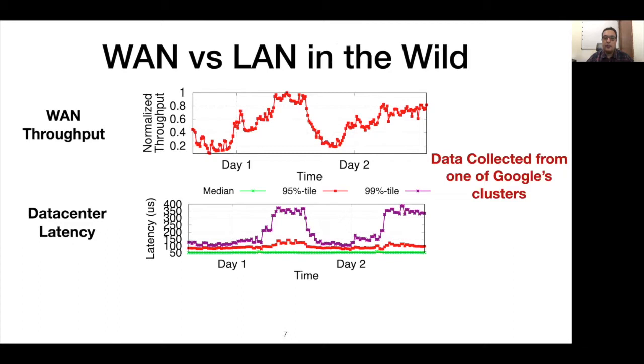The top figure shows the total throughput of WAN traffic exiting the cluster. The bottom figure shows the median, the 95th percentile, and the 99th percentile latency of all data center traffic in the cluster. The highlighted areas show that as WAN traffic demand increases, the tail latency of data center traffic more than doubles.